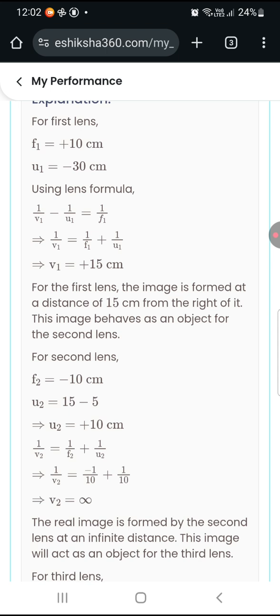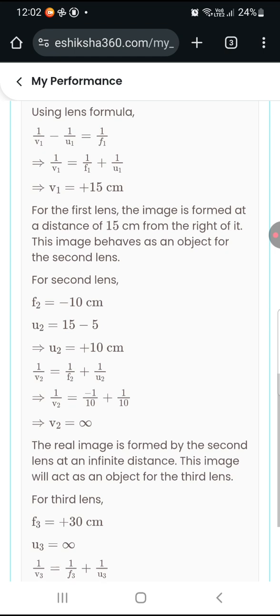This image behaves as an object for the second lens. For the second lens, f2 equals minus 10 centimeter, u2 equals 15 minus 5, so u2 equals plus 10 centimeter. 1 by v2 equals 1 by f2 plus 1 by u2.